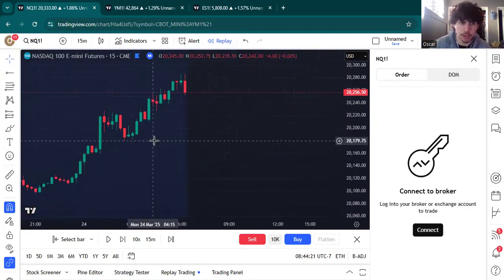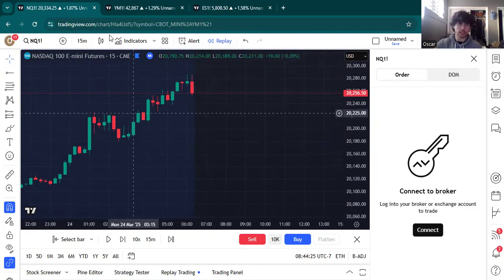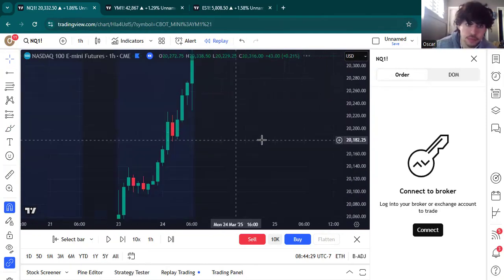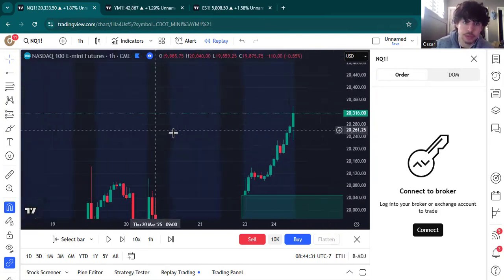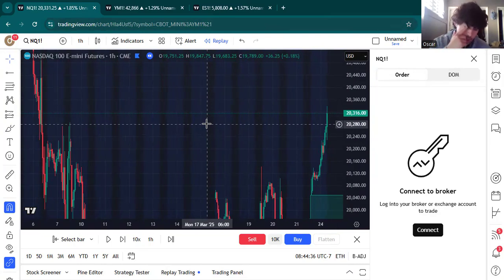So now that I'm on the 15 minute, I'm coming into an intraday type of thing, because looking at the higher time frames, right? There wasn't really any liquidity to be swept. There was some buy side liquidity on this side.